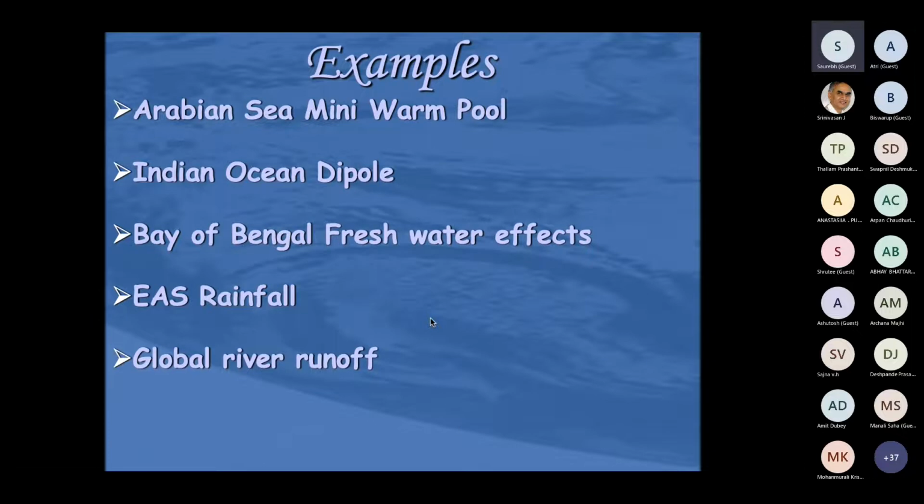Now, the problems that I'm going to show today are listed here. One of them is the so-called Arabian Sea mini whirlpool, which is a seasonal phenomenon. And then the Indian Ocean dipole, which is an interannual phenomenon. There is the Bay of Bengal freshwater effects, which is a physics problem, and it has two other component problems like Eastern Arabian Sea rainfall and global runoff.